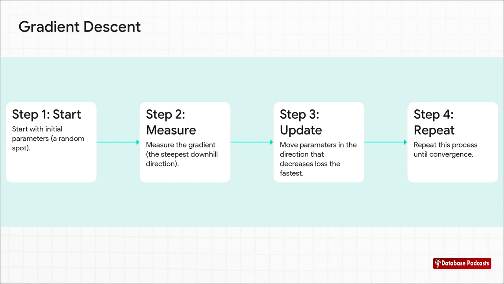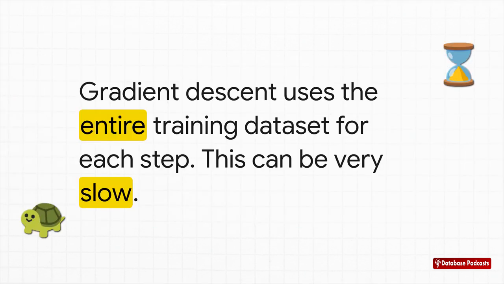But here's the catch. What happens when this landscape isn't just a few hills, but a massive, continent-sized mountain range representing a huge data set with millions or even billions of points? Yeah, that's where we hit a major snag. To figure out the true steepest direction, you'd have to look at every single piece of data for every single step you take. That's not just slow, it's basically impossible. It's like trying to survey an entire continent just to decide where to put your foot next. It's just not going to happen.